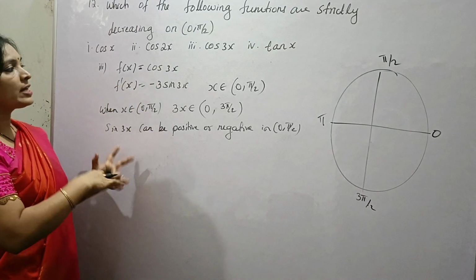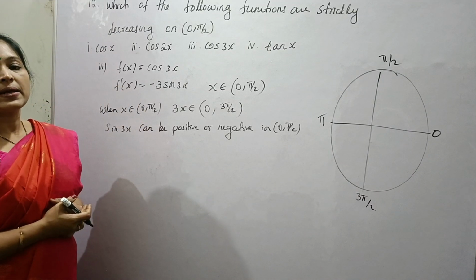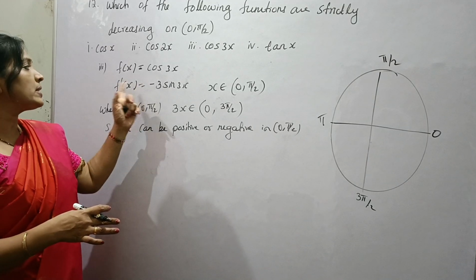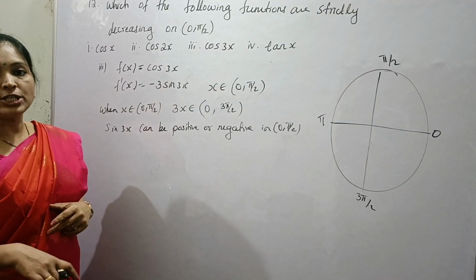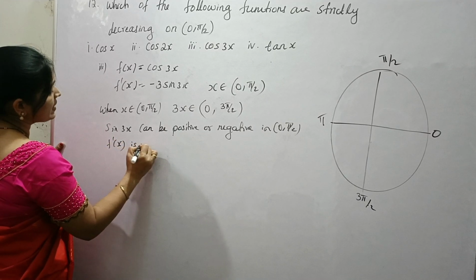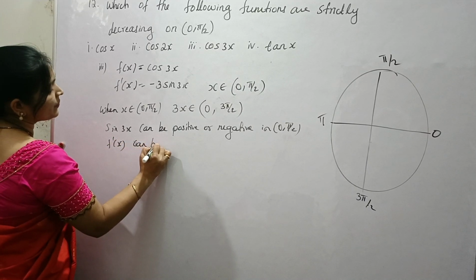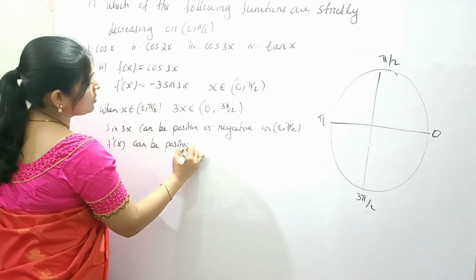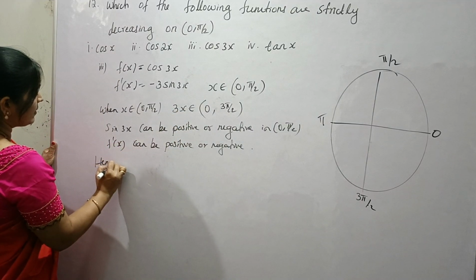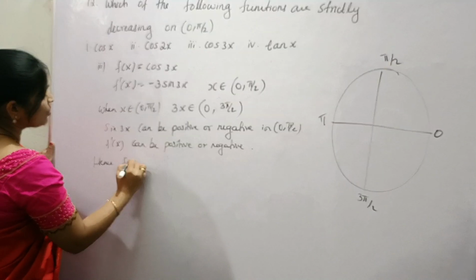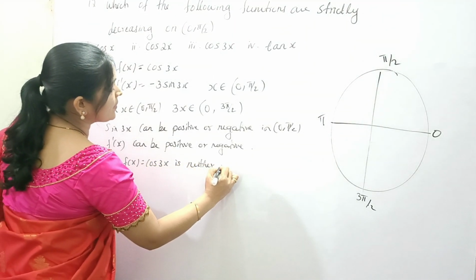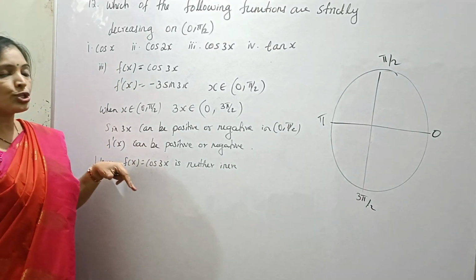Therefore, f dash of x, minus 3 sin 3x, can also be positive or negative. If sin 3x is positive, then f dash of x is negative. If sin 3x is negative, then f dash of x is positive, right? So f dash of x can be positive or negative. Hence, f of x equal to cos 3x is neither increasing, because it can be positive or negative.